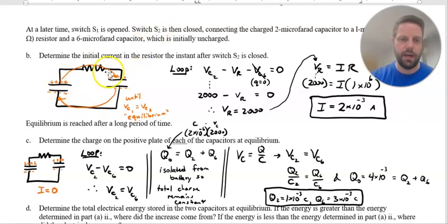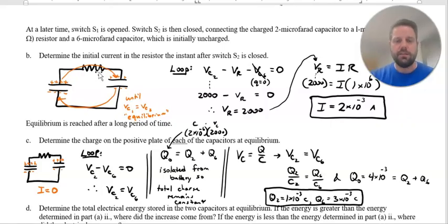So now two capacitors are connected to each other. The capacitor on the right does not have any charge initially on it. The capacitor on the left was already charged from our previous part A. Now it wants the initial current through the resistor, this 1 mega ohm resistor on the top, immediately after switch 2 is closed.